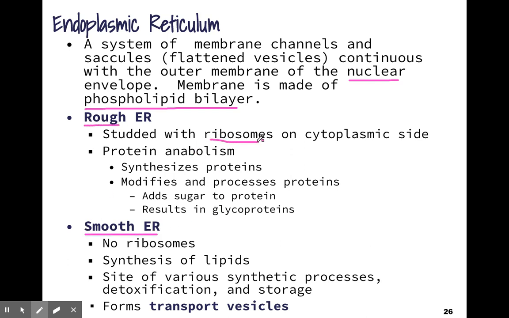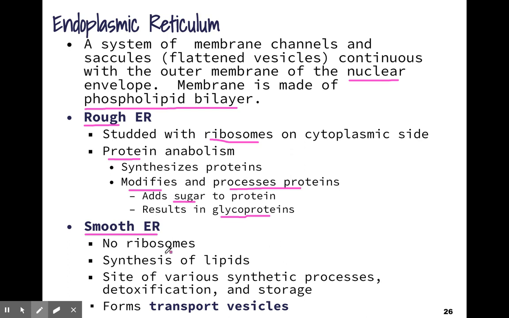Rough ER contains ribosomes, and it aids in protein anabolism, or it helps to make proteins. The purpose of the rough ER is to modify and process proteins. So it modifies and processes the proteins, which results in what are known as glycoproteins. Why? Because it adds a sugar to the protein.